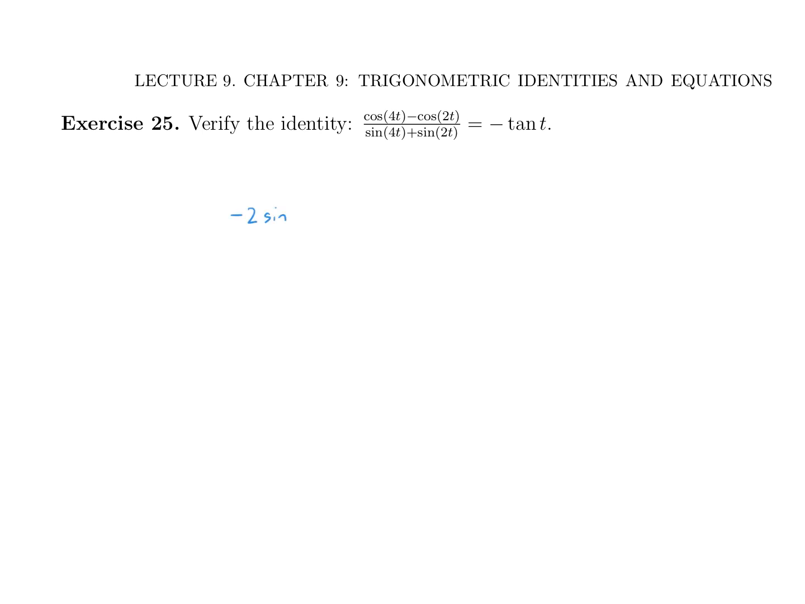-2 sine of the sum, 4t plus 2t is 6t, 4t plus 2t over 2, times sine of the difference, 4t take away 2t over 2. So that is the numerator. Now let's write the denominator of the left side.